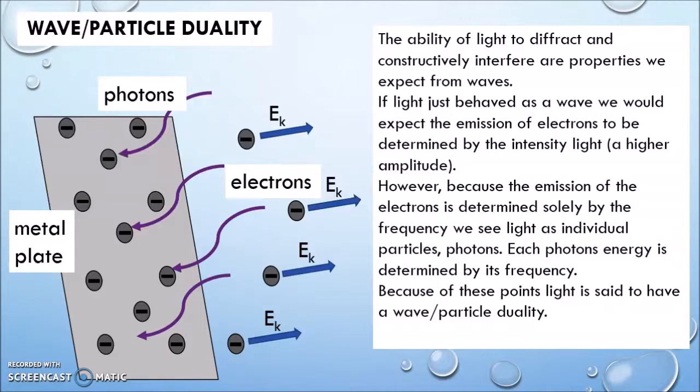If we use a more intense beam of light, we just get more electrons. They have the same amount of energy. Therefore, light doesn't behave as a wave in this instance. In this instance, it behaves as a particle.